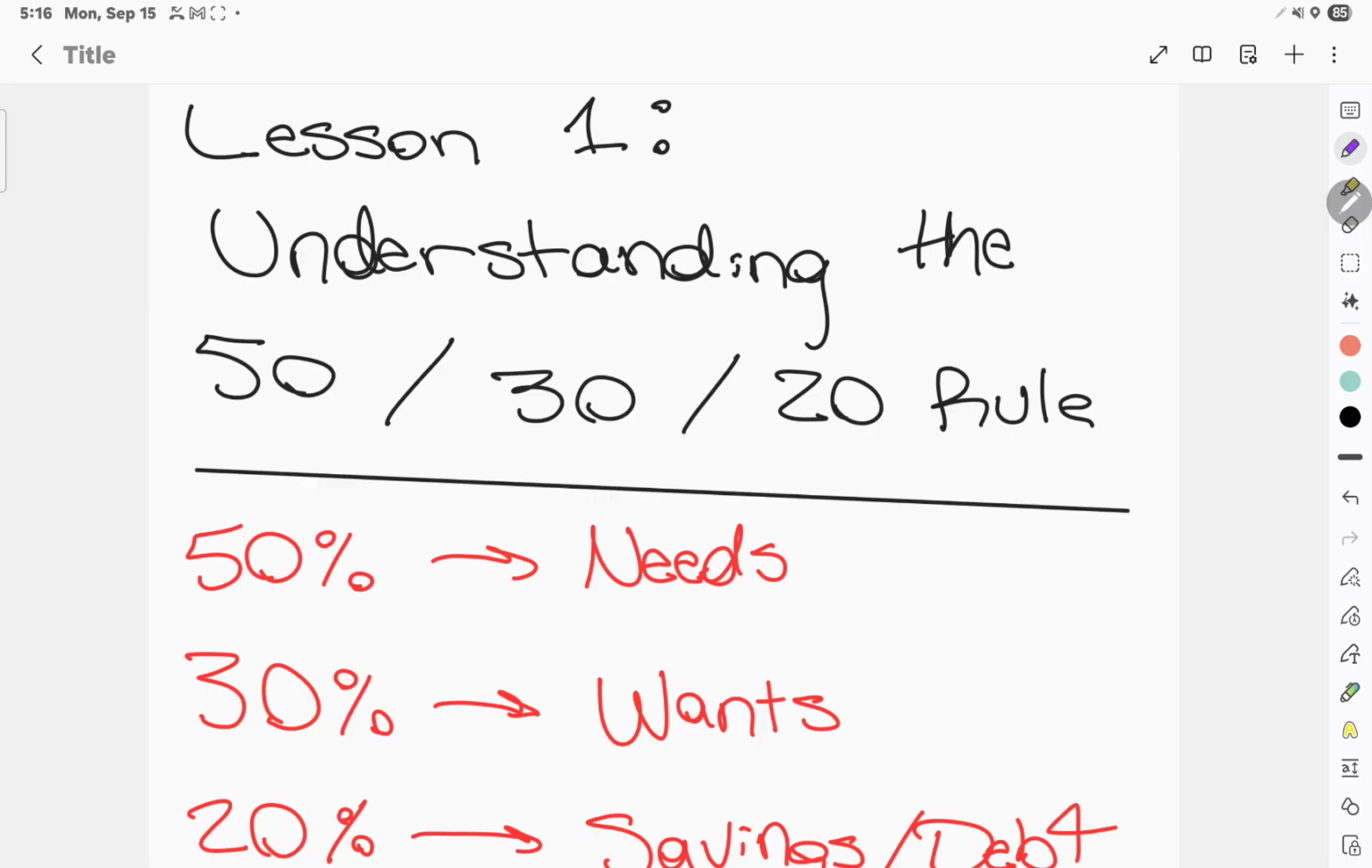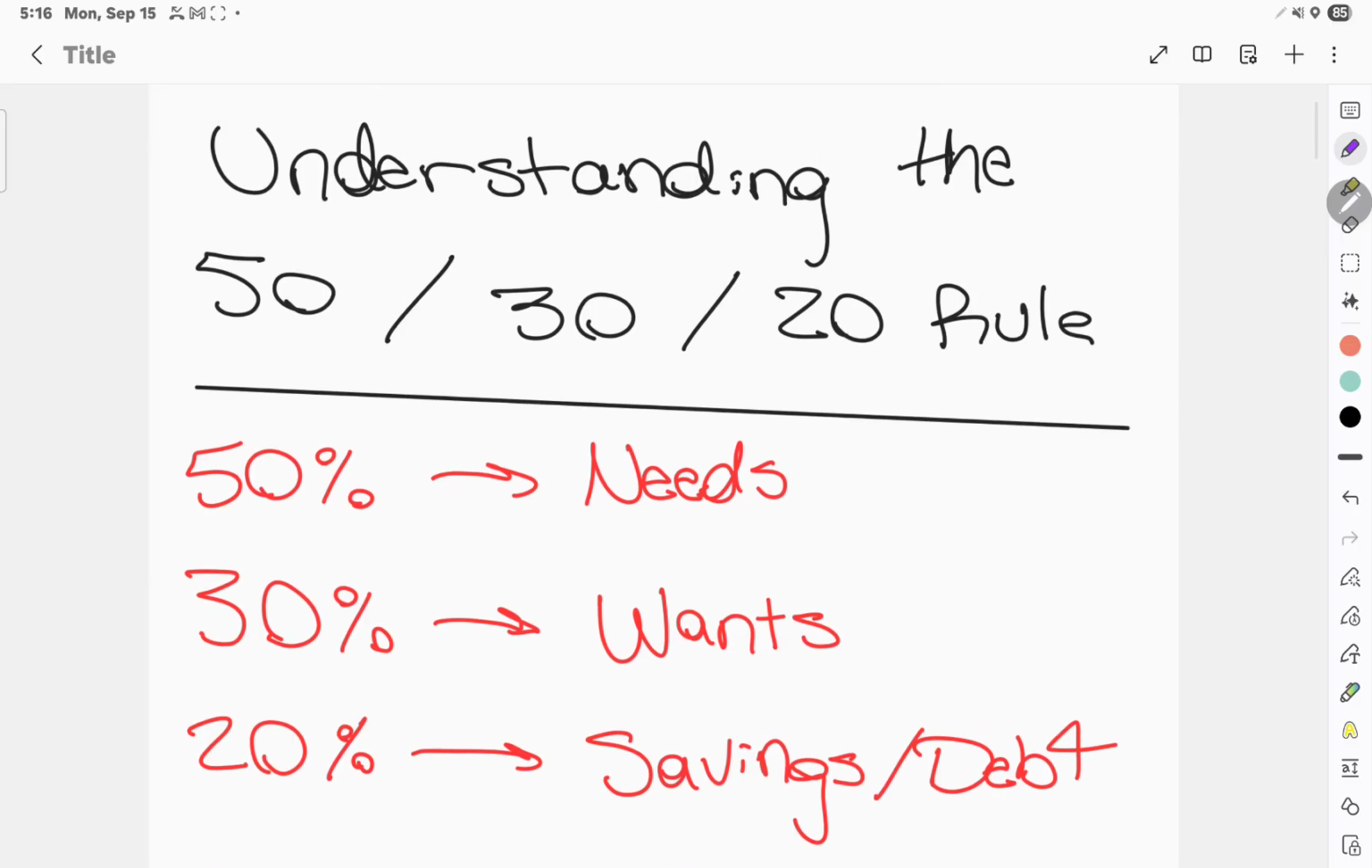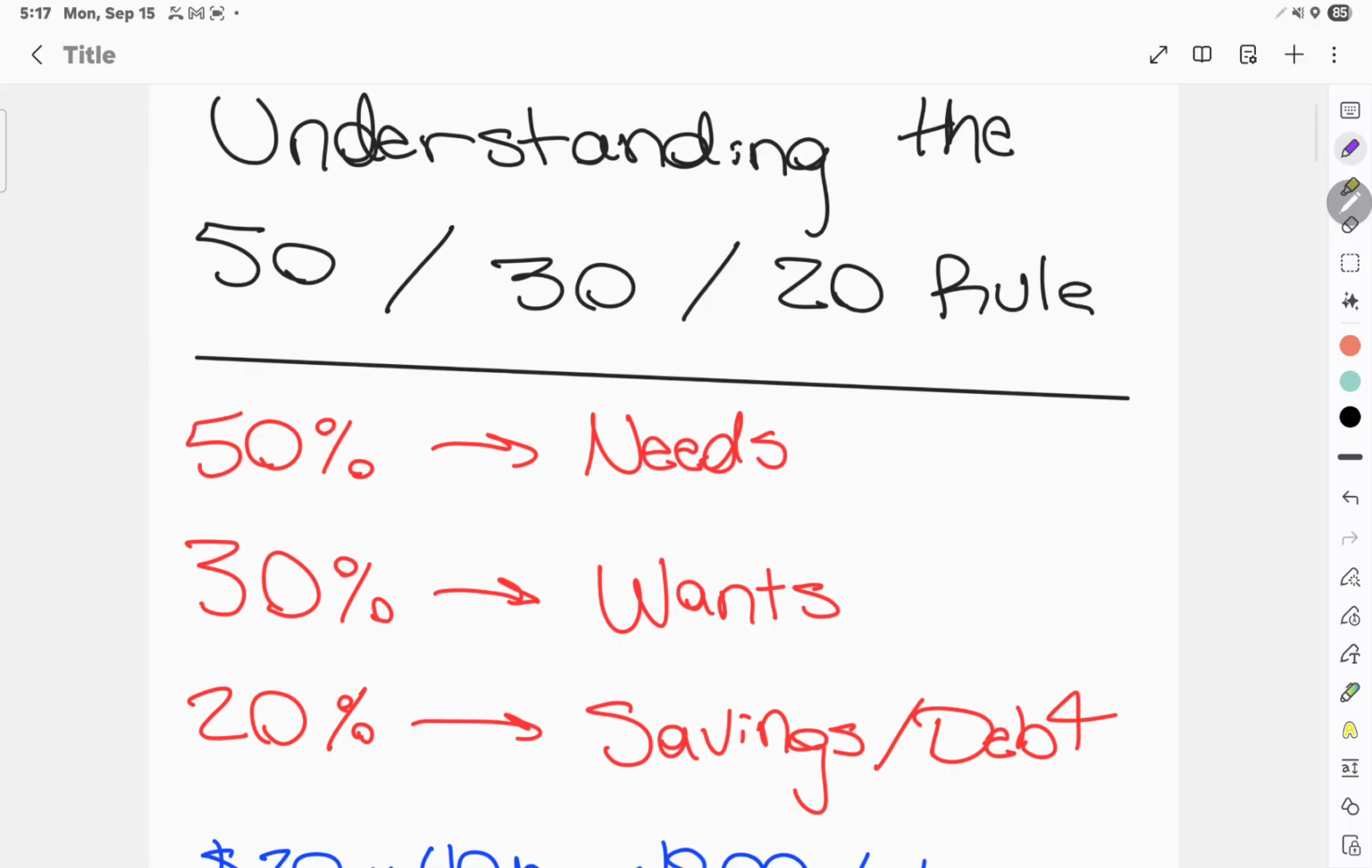And so first we're going to learn about understanding what the 50-30-20 rule is. So simply, 50% of your income will be allocated towards your needs. 30% of your income is allocated towards your wants, and then 20% of your income is allocated towards your savings and/or debt. So this is a budgeting method to allocate your money and to plan how to spend your money.